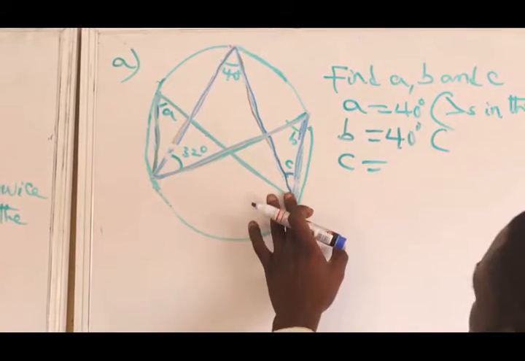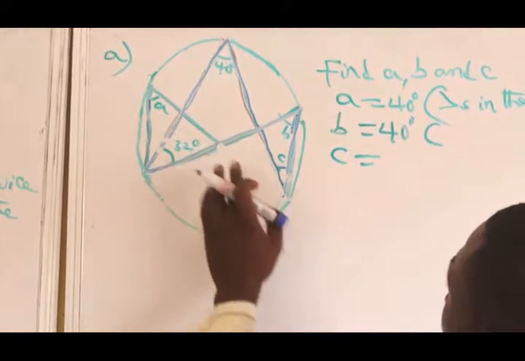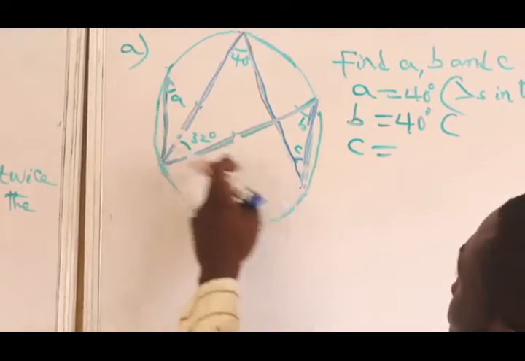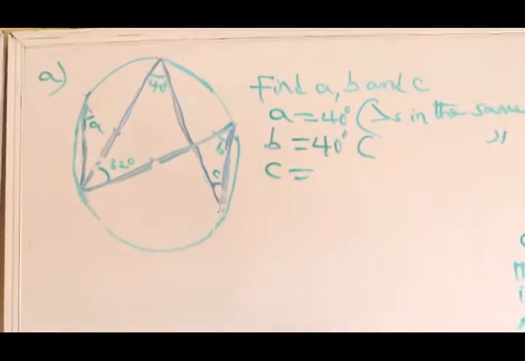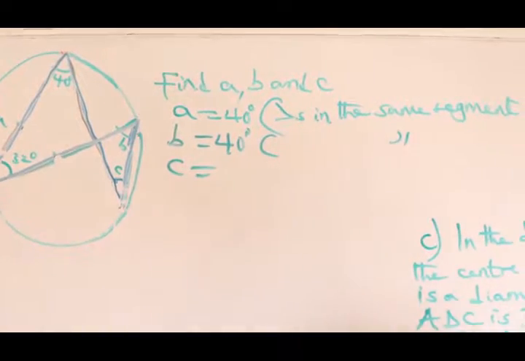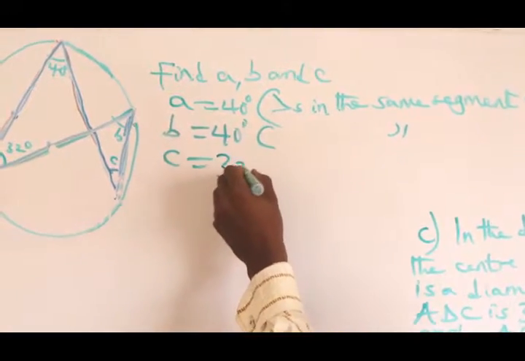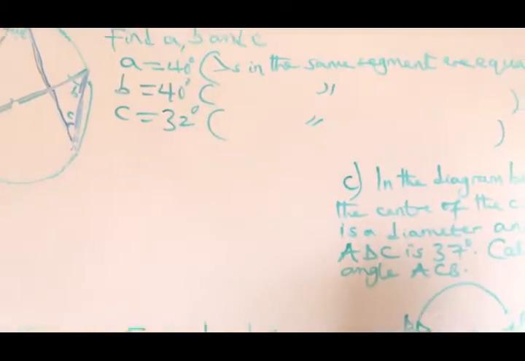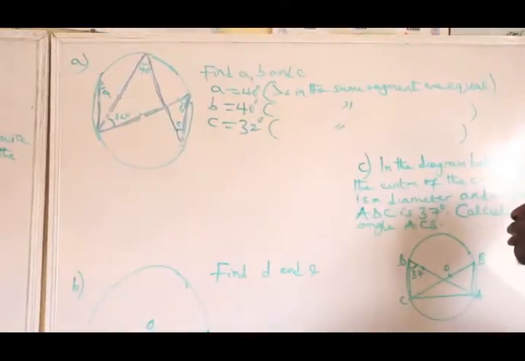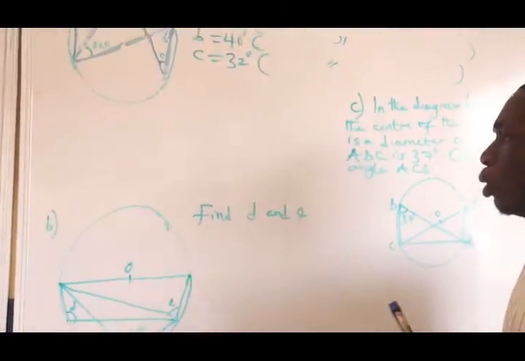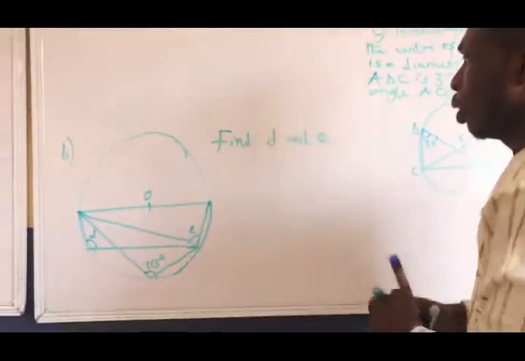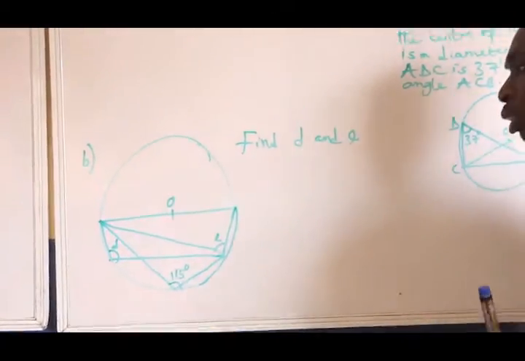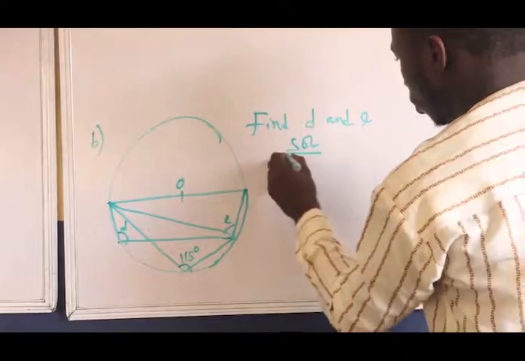If I clean this up, you will probably get it better. Can you see that C belongs to the same segment as 32? So you must be able to identify angles that belong to the same segment. You tell them C equals 32, giving the same reason. So that's that. Now let's move to question B. Question B says you have to find D and you have to find E.